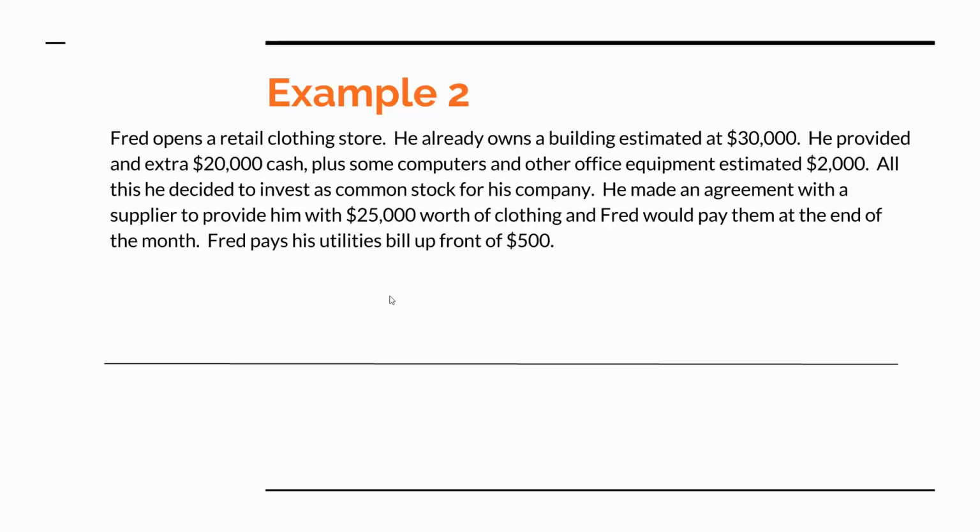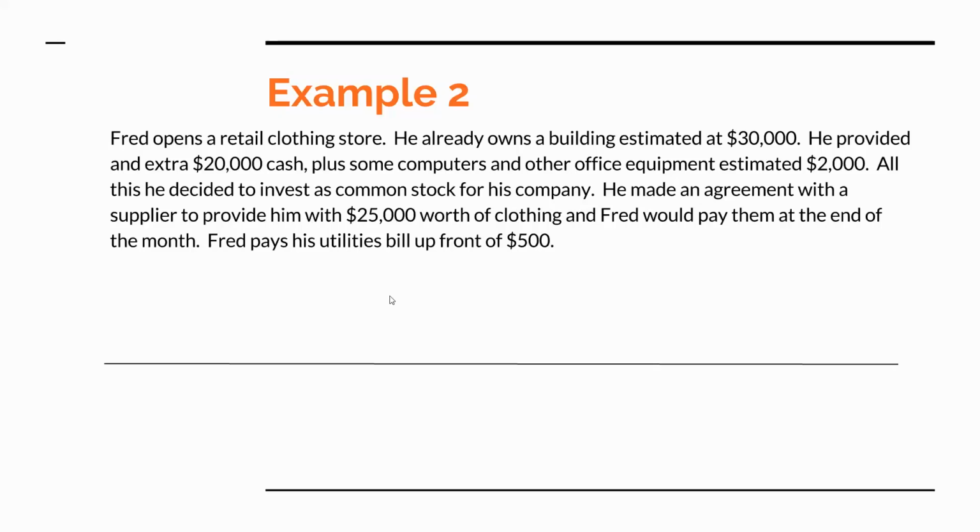He made an agreement with a supplier to provide him with $25,000 worth of clothing, and Fred would pay them at the end of the month. Fred pays his utility bills up front of $500. All right, let's see what we know.